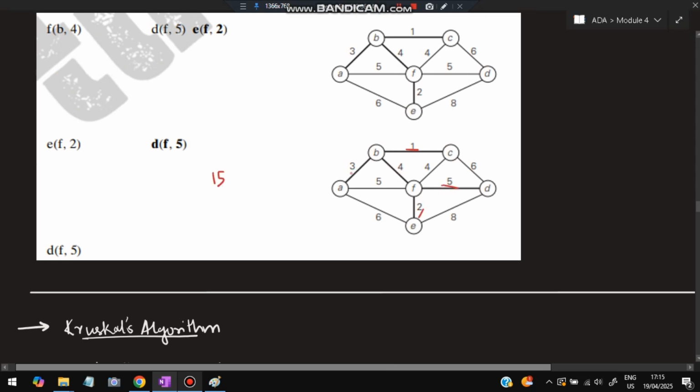We have total cost is 15. But if I don't take this path and I take this path directly, this will also be considered. So if this is considered, it will be added up. 15 plus 4, it will be 19, right? So it will exceed the cost.